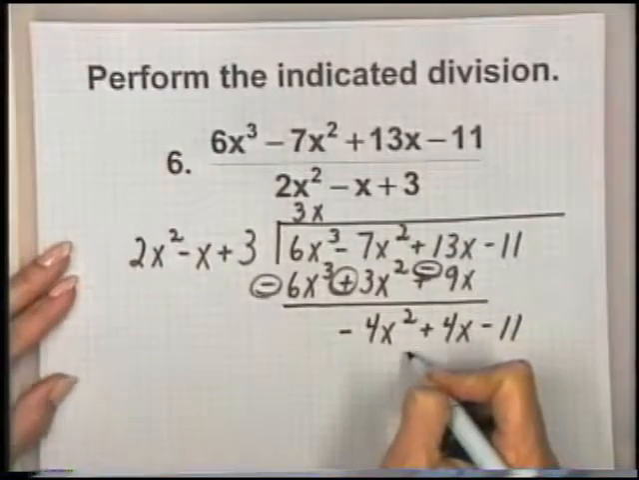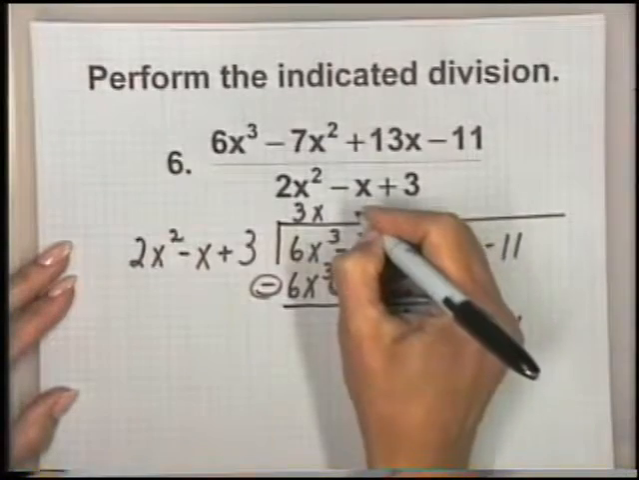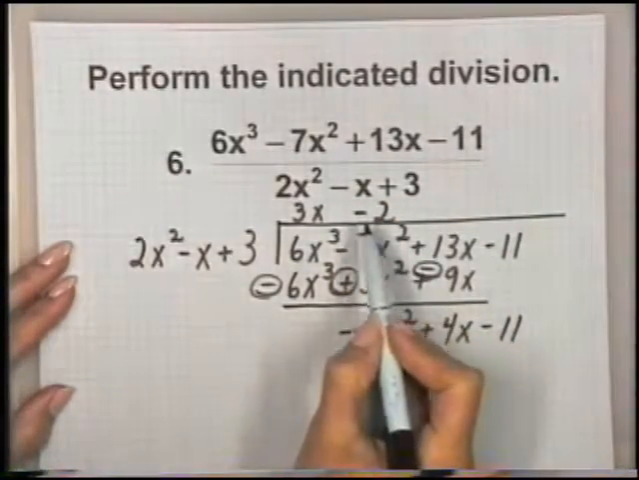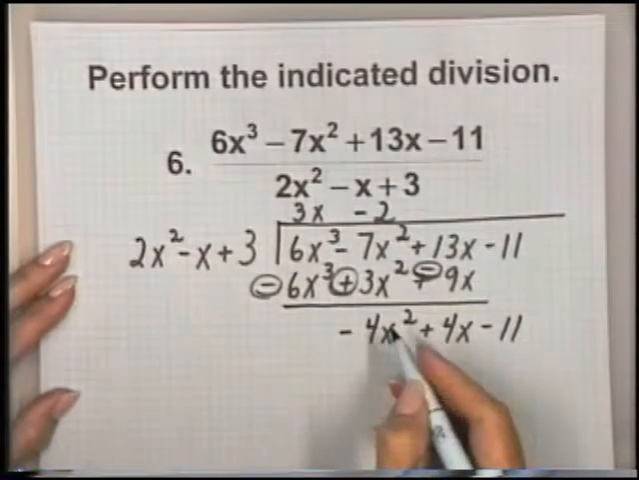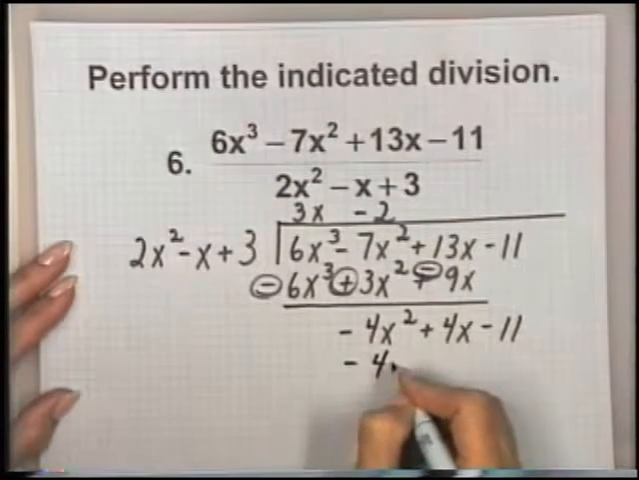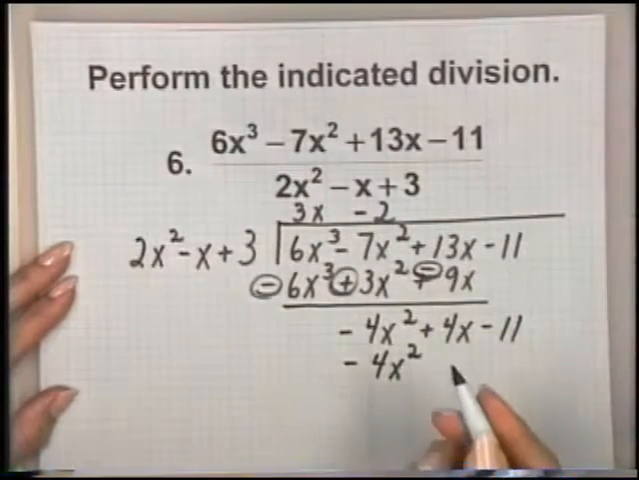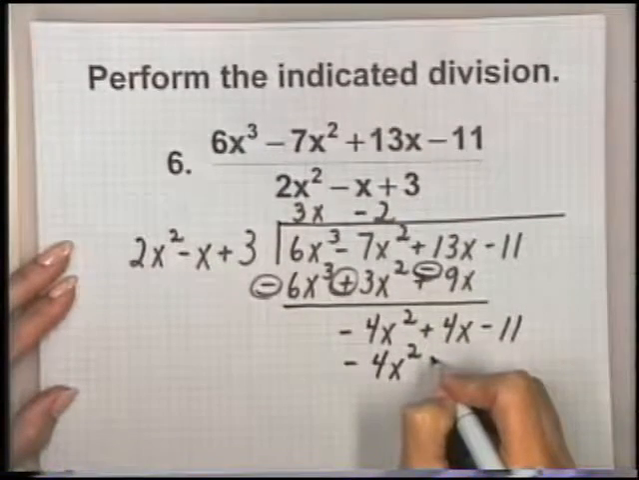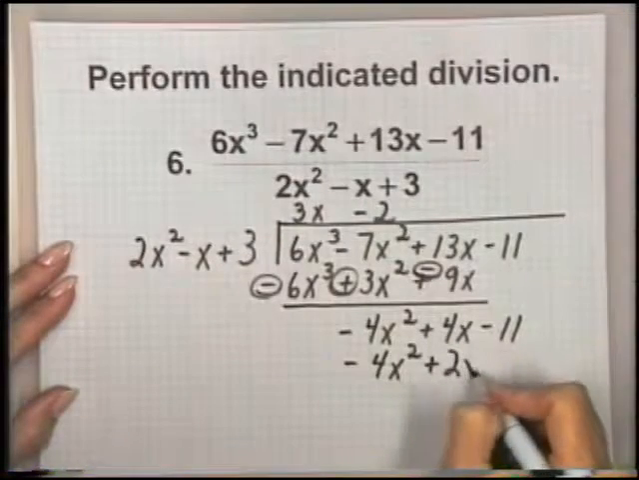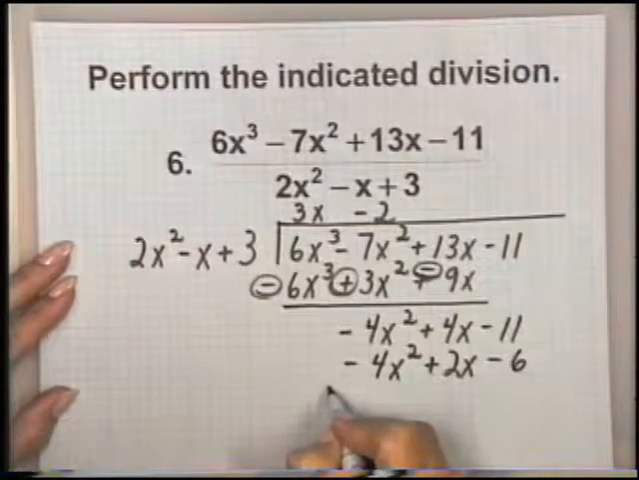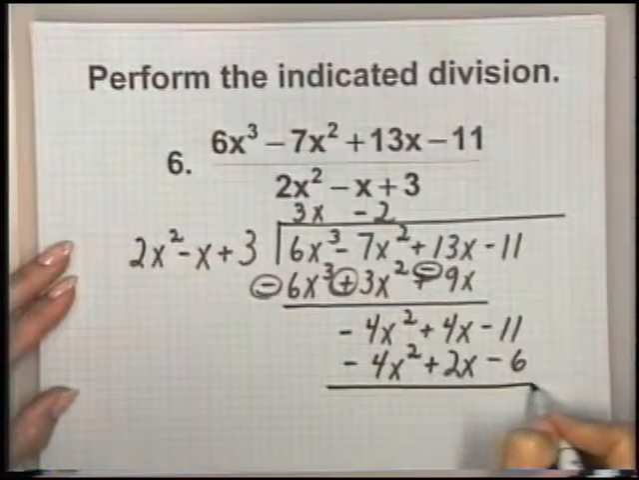So let's divide. Let's take the 2x squared and divide into the minus 4x squared. It will go minus 2 times. Let's multiply. Minus 2 times 2x squared is minus 4x squared. Minus 2 times a minus x is a positive 2x, and minus 2 times 3 is a minus 6.